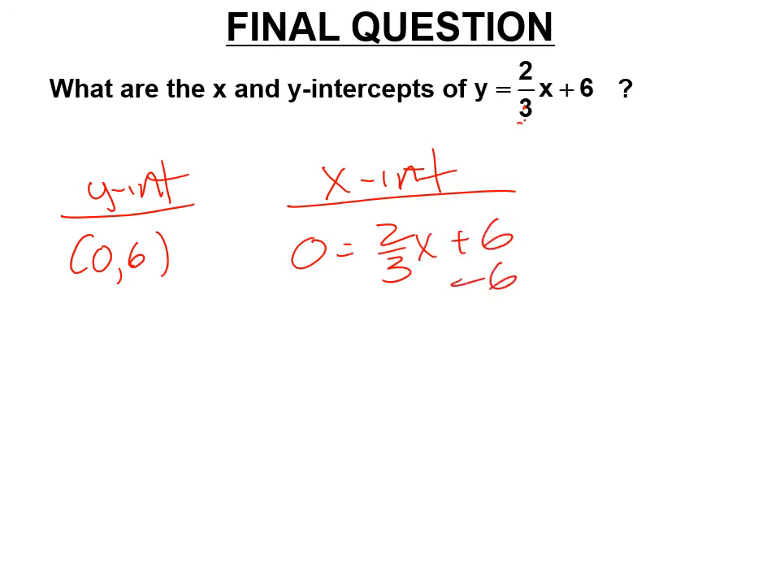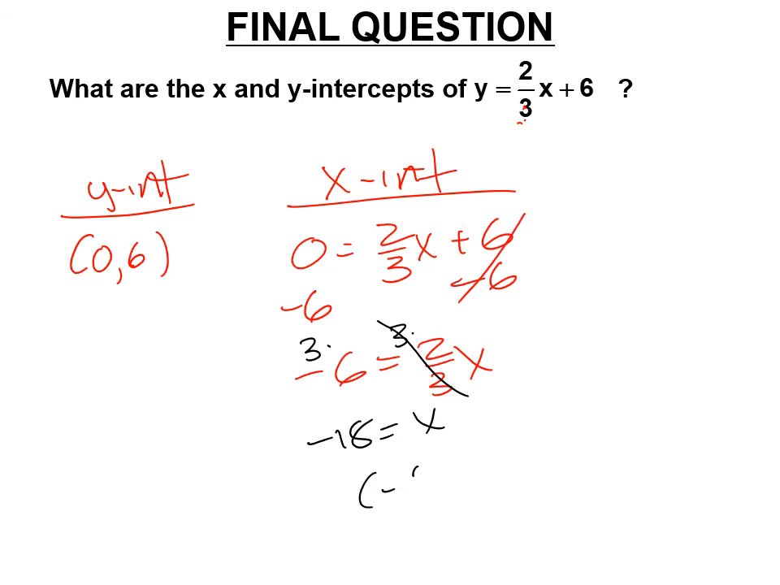So we're doing something different in the same lesson. We're subtracting 6 from both sides. We're multiplying both sides by 3 to clear the fraction. And we're getting -18 equals x, and the x-intercept is -18, 0. Those are the intercepts.